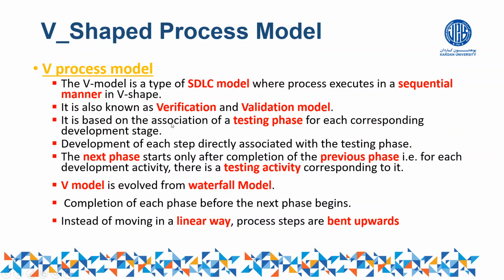It is based on association of a testing phase for each corresponding development stage. You have to keep in mind that the main difference between the V-shaped model and the waterfall model is these testing phases, because here testing is introduced well before the coding phase. Testing in the V-shaped model is introduced well before the coding phase, while this was not manifested in the waterfall model.